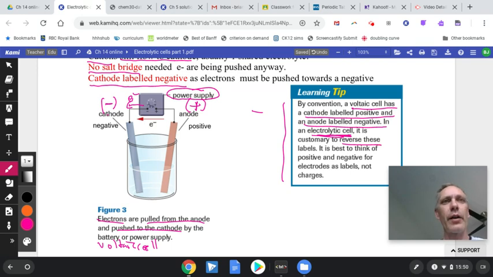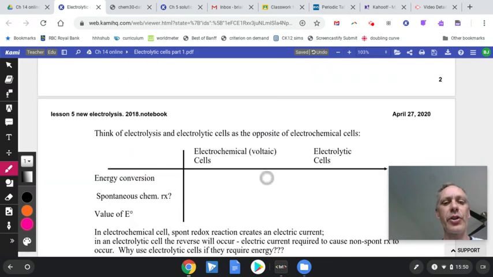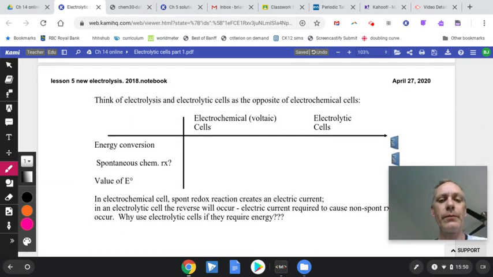Okay, moving on. I said we're going to go fast. Fasten your seatbelt. Okay, we're going to fill in this chart. So in a lot of ways, electrolytic cells and voltaic cells are opposites. And sometimes you'll see voltaic cells called electrochemical. That's kind of a catch-all for both voltaic and electrolytic. So I like using the terms electrolytic and voltaic.